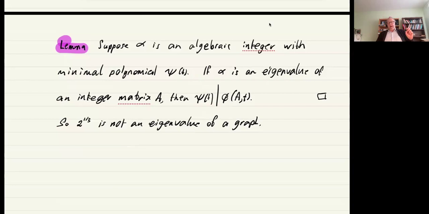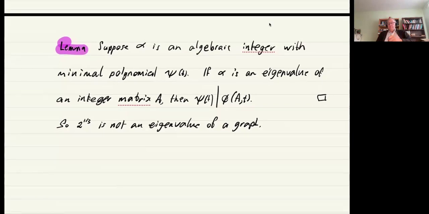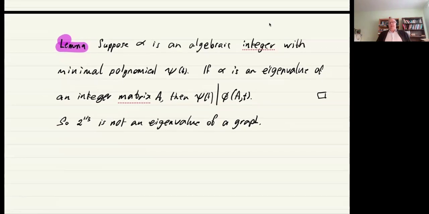So you can always factor the characteristic polynomial into products of minimal polynomials, and each of those minimal polynomials is irreducible, no further factors. Now, one consequence of this is an example sort of thing. It follows that the cube root of 2 is not an eigenvalue of a graph. Let me be an optimist and ask, any ideas why? The hint is to think about the minimal polynomial of the cube root of 2.